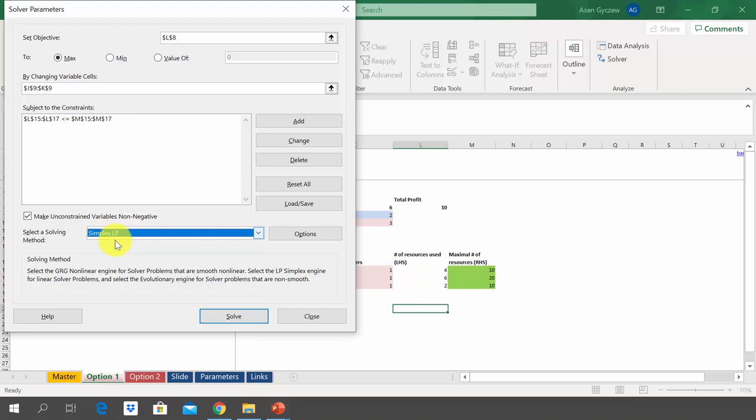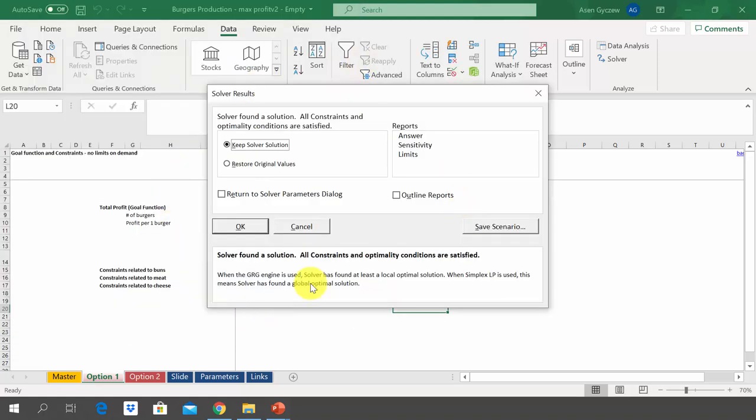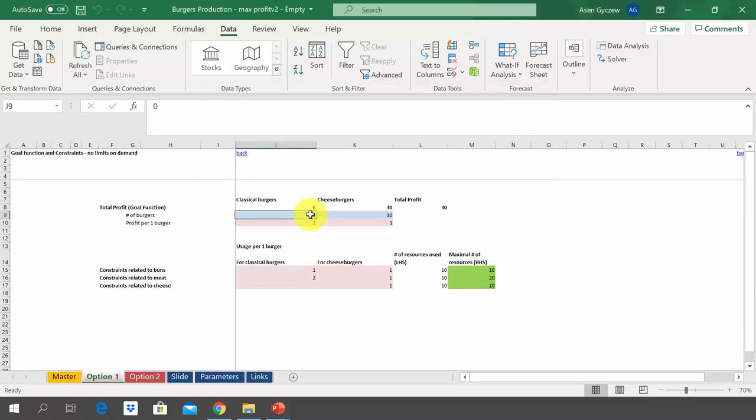It's preselected simplex LP, so linear programming. If it's not like this, you should set it for this option, and then you simply press solve. After some time, it will give you this information. We press OK. And as you see, it has already changed the number of burgers we produce.